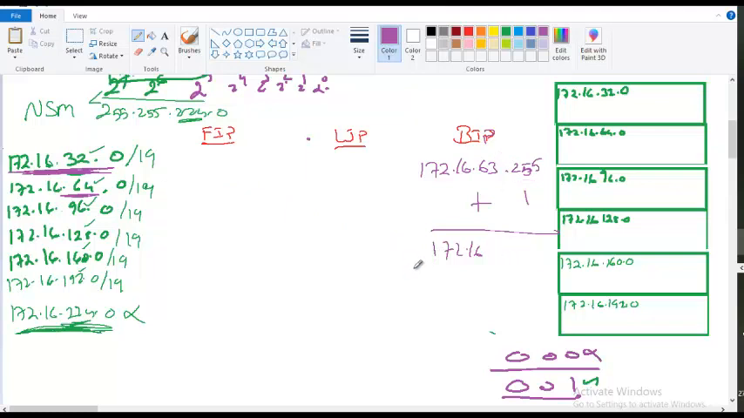So what I'm trying to say is the broadcast IP of department 1 is 1 bit less than the next network ID. 1 bit less than the next network ID is the broadcast of this department. The broadcast of this department is the address which is 1 bit less than the next department's network.